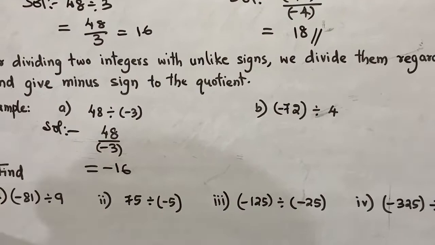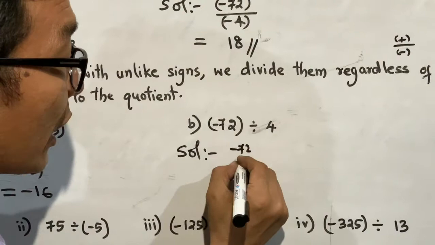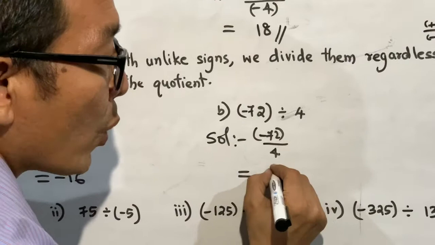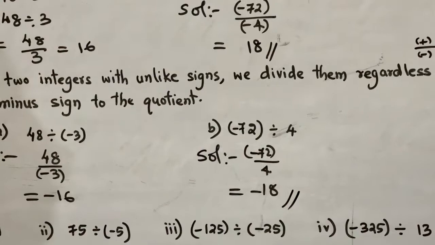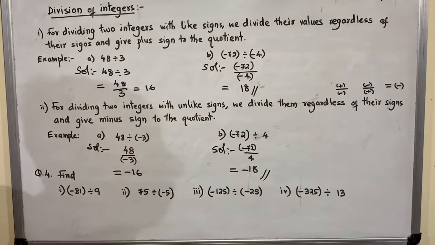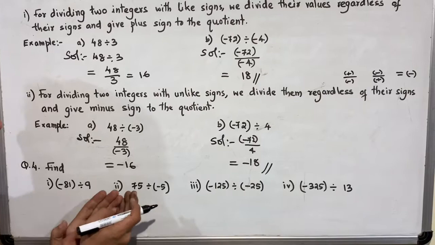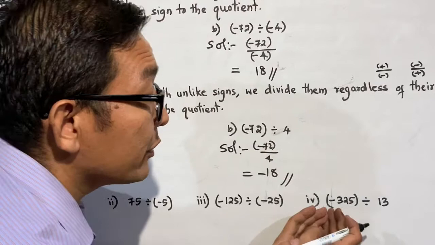Negative 72 divided by 4: first divide the values, 4 ones are 4, 4 eights are 32. And since the signs are unlike, the quotient is negative. So this is how we obtain division of two integers with like signs as well as unlike signs. Practice these questions: negative 81 divided by 9, 75 divided by negative 5, negative 125 divided by negative 25, negative 235 divided by 13.